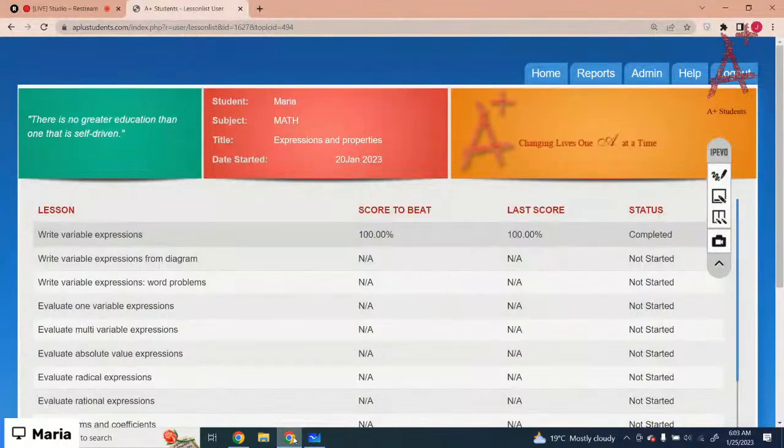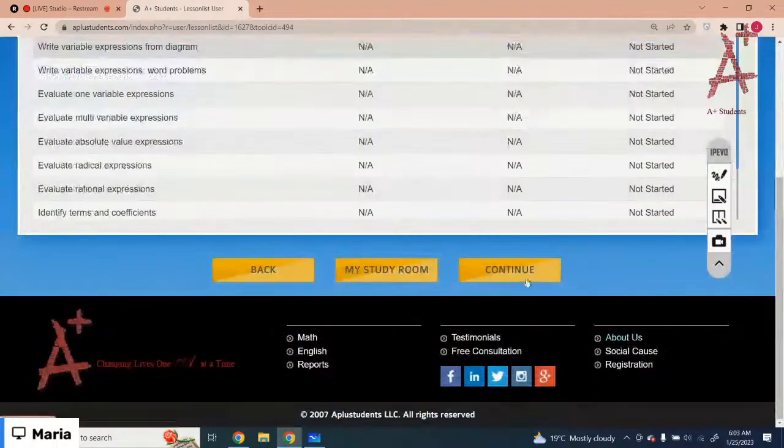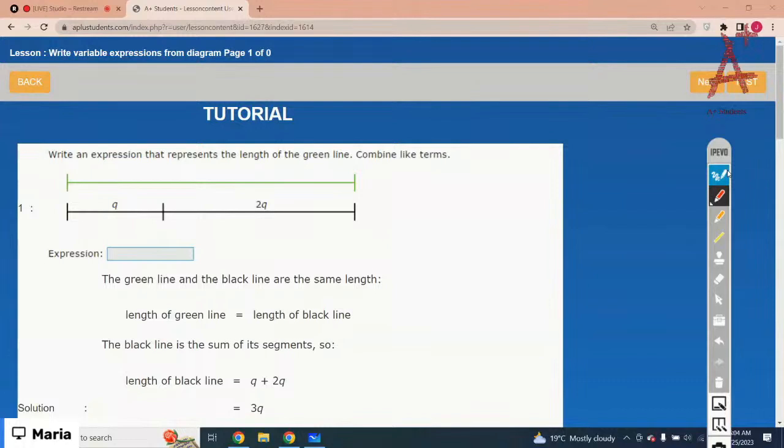Okay, here I'm on grade 8 maths. The chapter is expressions and properties. So let's just start with the lesson, that is write variable expressions from diagram. Write an expression that represents the length of the green line. Choose like terms. So we have to write down the expression that represents the length of the green line. So both the lines have the same length. Got it? The length of the green line is equal to the length of the black line.